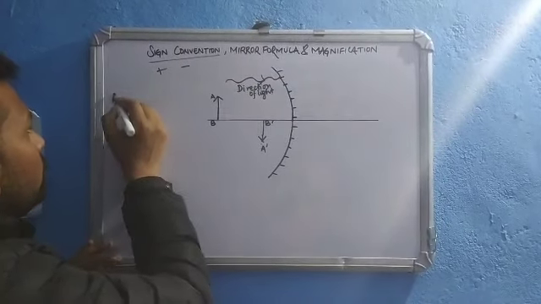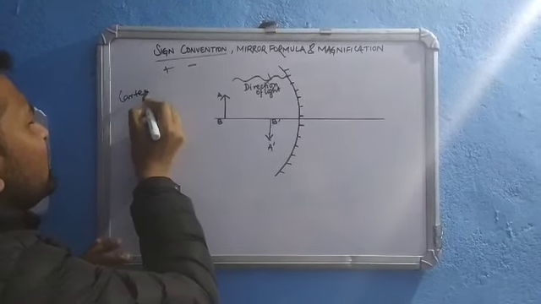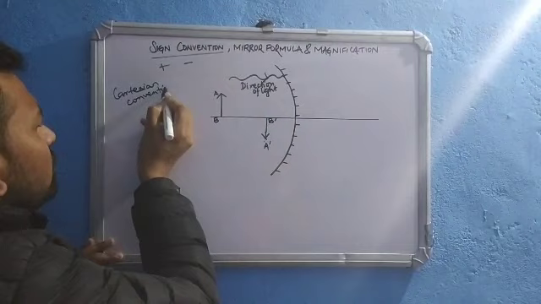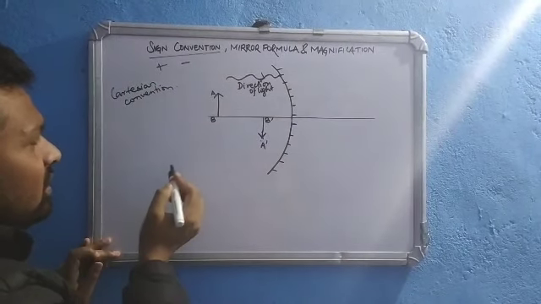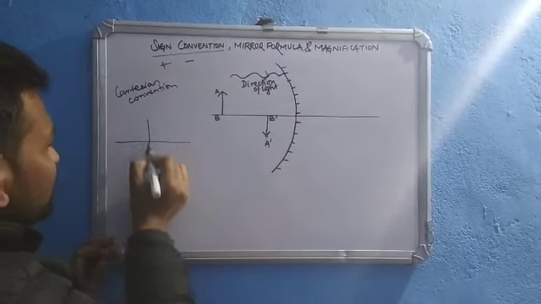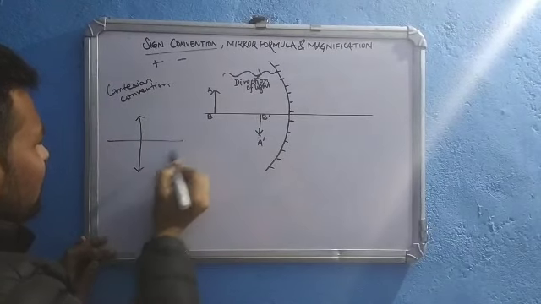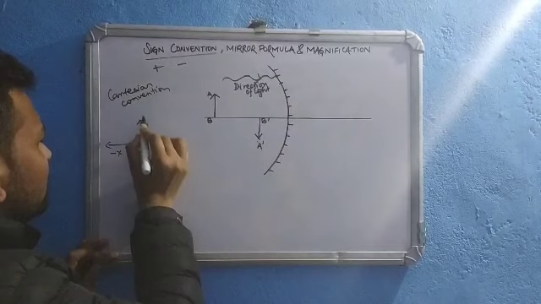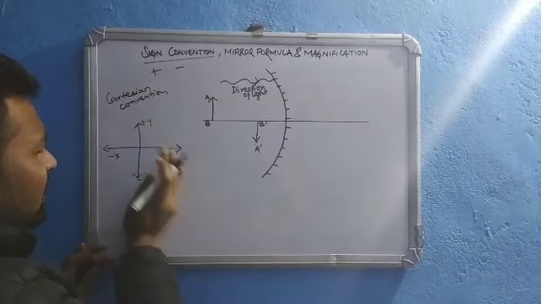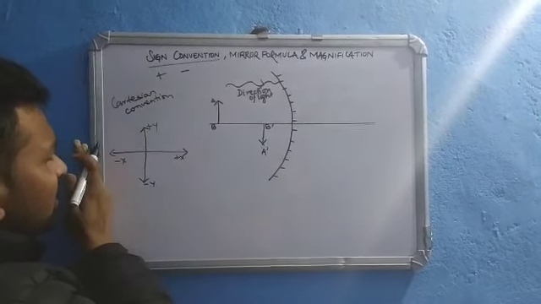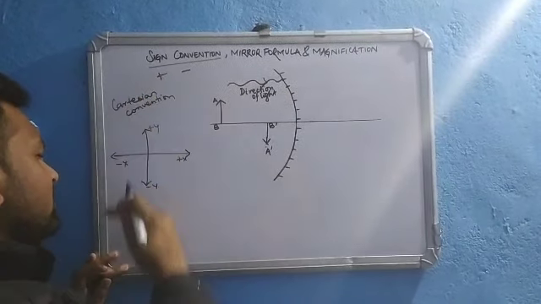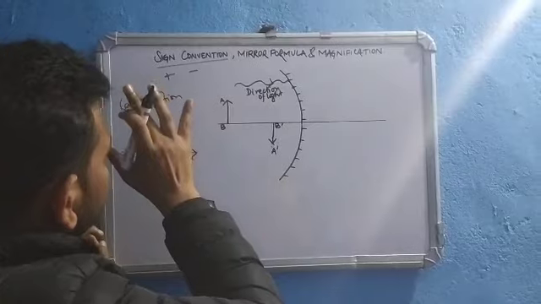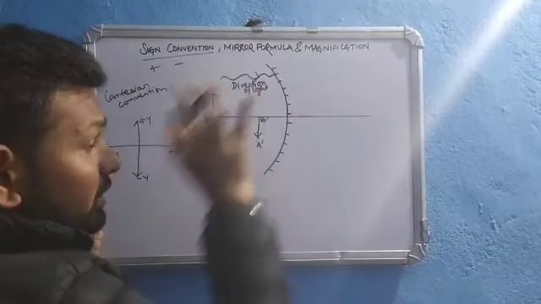Which convention do we follow? We follow the Cartesian convention. You must be knowing the Cartesian convention. Even if you don't know the name, you know this, right? Positive x, negative x, positive y, negative y. This side x is positive, this side x is negative, this side y is positive, and this side y is negative. This you must be knowing, right? So this is the same exact convention that we follow here.